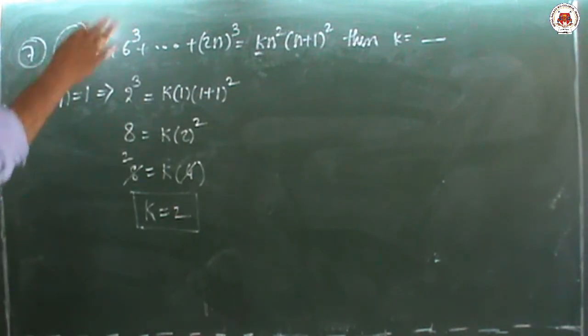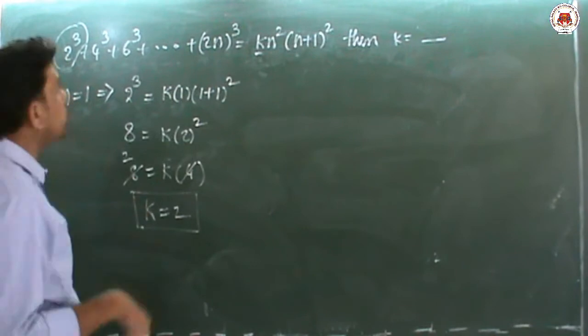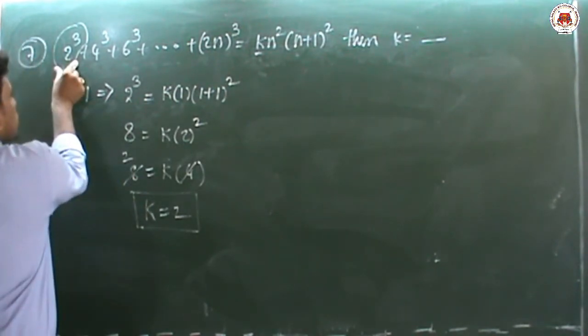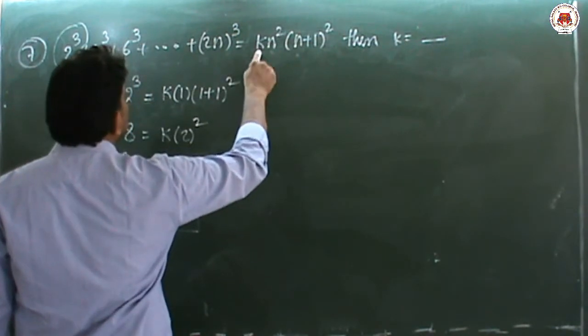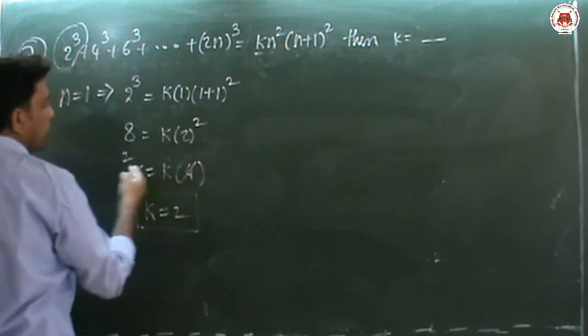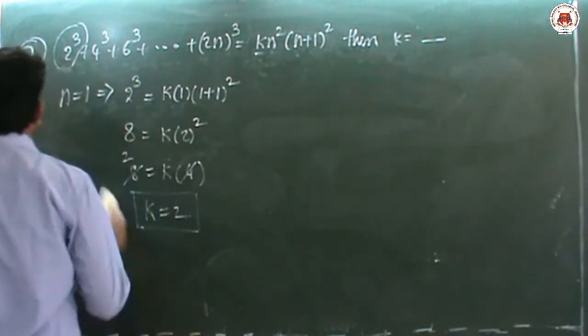See, the question is very difficult, but the solution is the easiest way. Just put n equal to 1. N equal to 1 means the first term. In the place of n you write 1. 1 square means 1, 1 into k. 1 plus 1 is 2, 2 square is 4. 4 cancels 2 times. In this way we will find it. Now we will go to the next question.